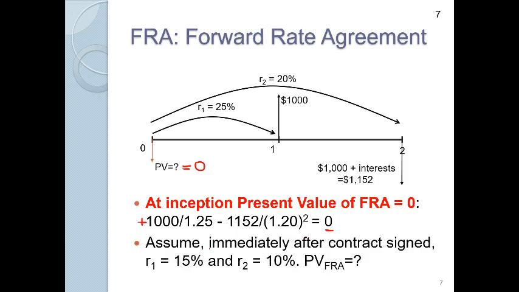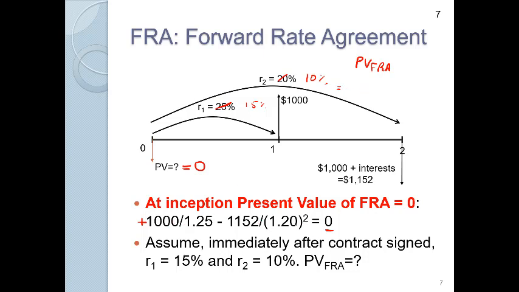The next question is, assume that immediately after you sign the contract, the interest rate changes. So now this one is not 25% anymore, it's going to be 15%, and R2 is not going to be 20%, it's going to be 10%. What is the PV of your FRA? You should pause the video here and do it yourself.